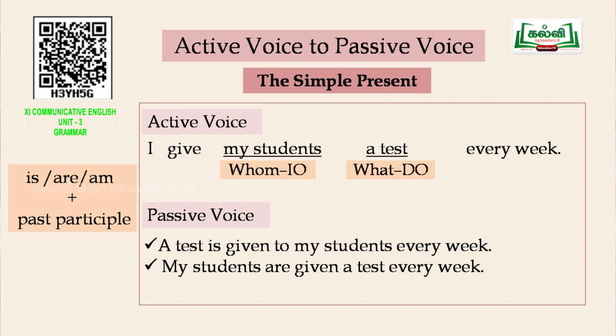So when I spoke about a test as the subject, it is singular. So I've used is given, be plus past participle. Whereas in the second sentence, my students, students is plural and therefore the verb is also plural, are given. So again be plus past participle form.